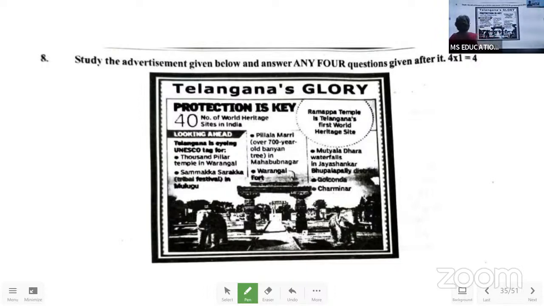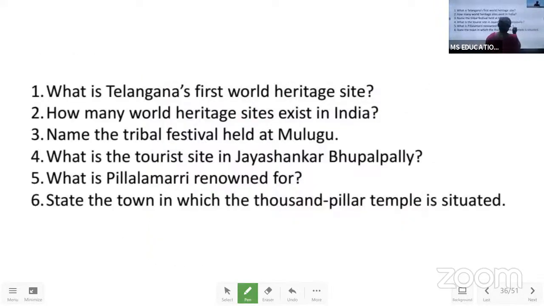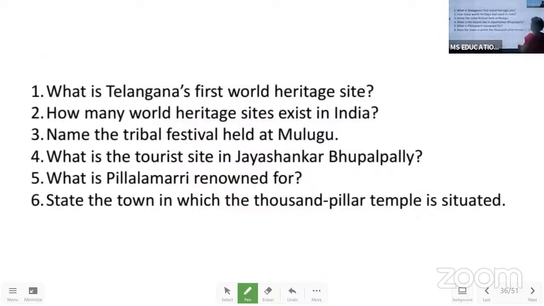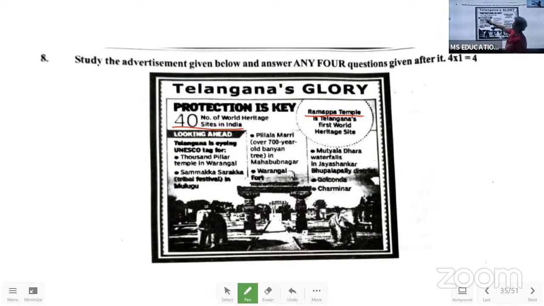Telangana's glory. Protection is key. 40 World Heritage Sites in India. If you check, there are several things mentioned, out of which the first World Heritage Site was Ramappa Temple. At a glance, what is Telangana's first World Heritage Site? Immediately you can say Ramappa Temple. How many World Heritage Sites exist in India? There are 40.